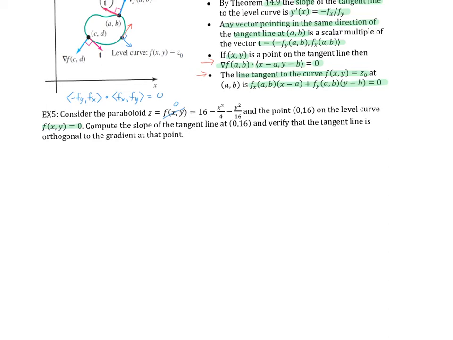We're going to compute the slope of the tangent line at the point (0, 16). Notice that if I put in 0 for x and 16 for y in this level curve equation, it is equal to 0. So this point (0, 16) is a point on my level curve. And then we're going to verify that our tangent line is orthogonal to the gradient at that point. So let's first compute the slope of our tangent line at the point (0, 16).